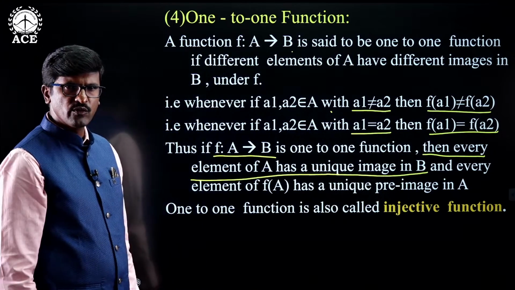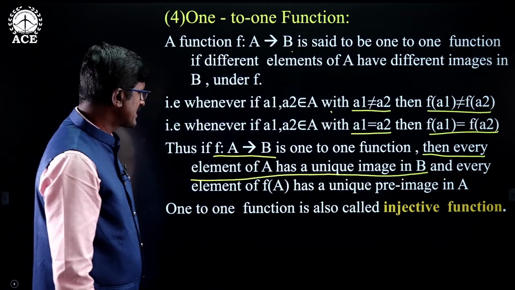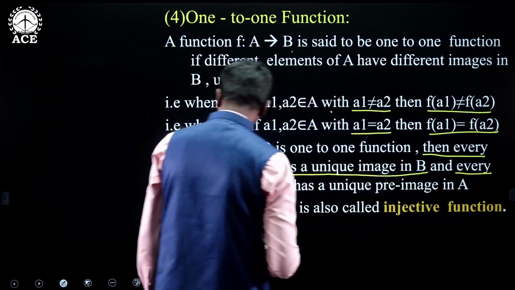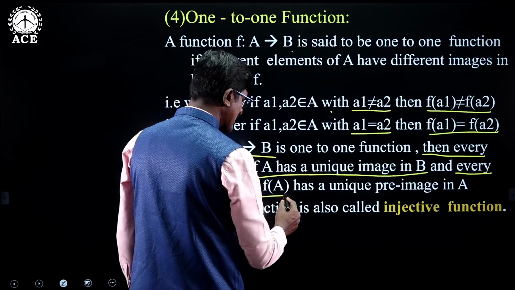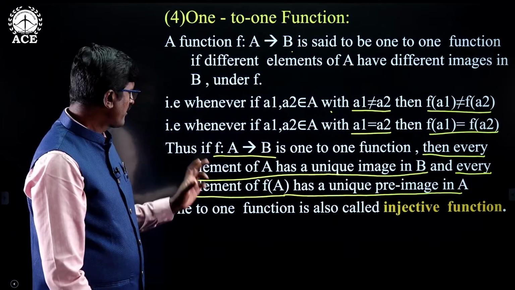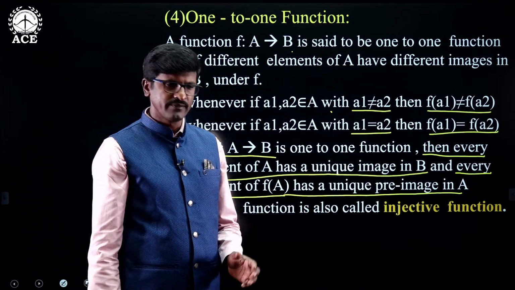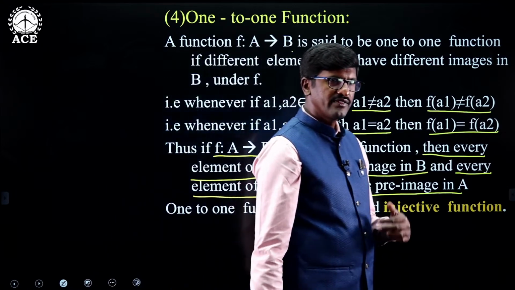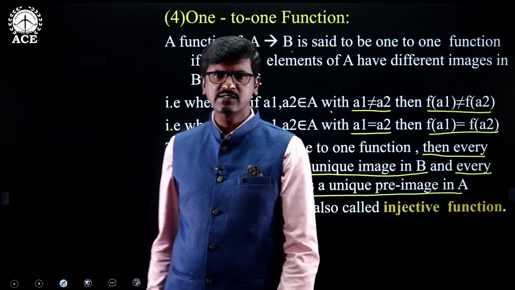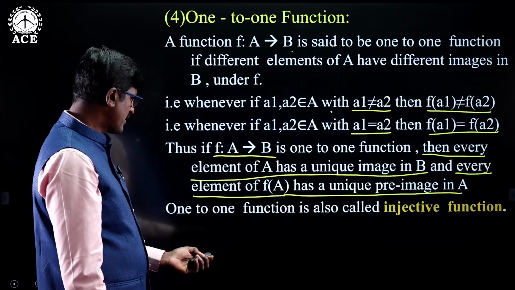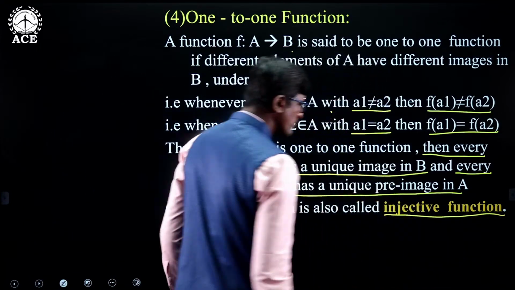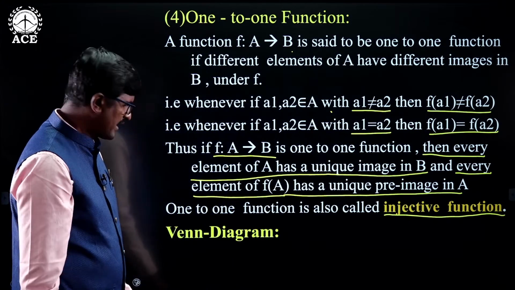If you take a one-to-one function, for every element in set A, there must be a unique image in set B, and for every element in f of A, there will be a unique pre-image in set A. So, if a function is one-to-one, then for every element in set A there will be a unique image in set B, and for every element in f of A, there must be a unique pre-image in A. Then it is called a one-to-one function. The one-to-one function is also called an injective function.